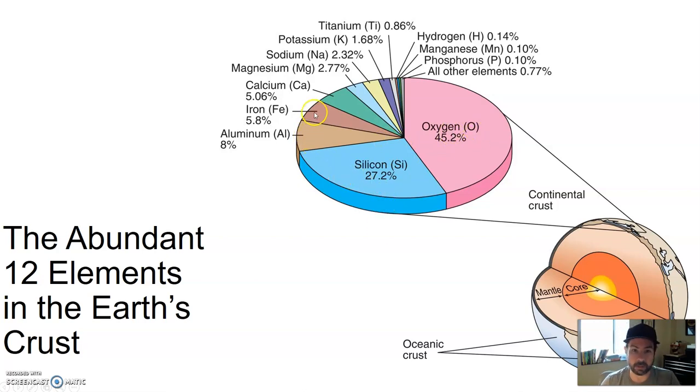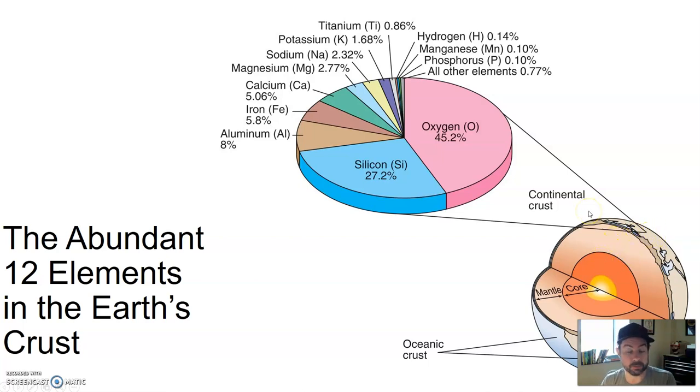Let's throw in some aluminum, iron, calcium, magnesium, sodium, potassium, titanium, a little bit of hydrogen, a little bit of manganese, a little bit of phosphorus, and then everything else makes up less than 1% of the Earth's crust. Since these 12 elements are the most abundant in the crust, they are the elements most common in minerals and rocks. If the crust is made up of mostly this stuff, then the crust, which is minerals and rocks, is made of this stuff. All right? Different layers of the Earth have different consistencies. This is just the chemical makeup of the crust.